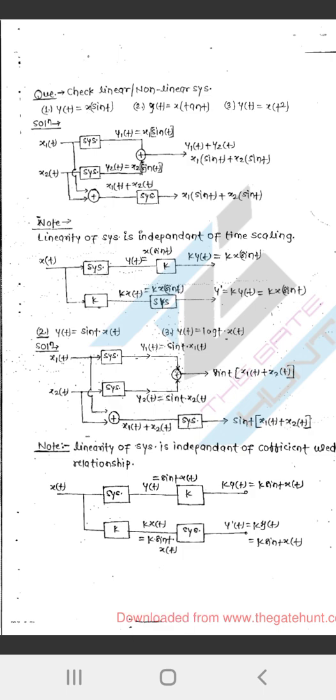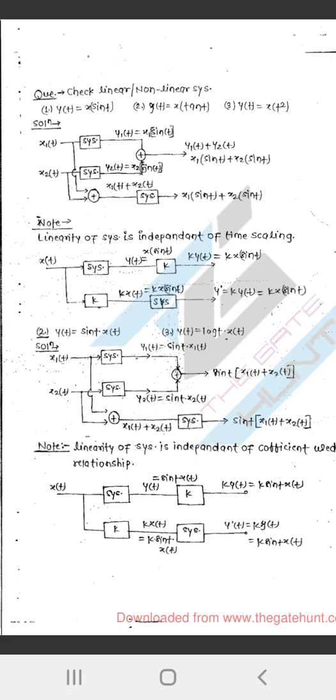Check linear and non-linear system. First, y of t is equal to x sine of t. Second, y of t is equal to x tan of t. Third, y of t is equal to x of t square. These are examples of linearity and non-linearity. We find linearity and non-linearity. System y1 of t is equal to x1 sine of t, y2 is x2 sine of t, and y1 of t plus y2 of t is x1 sine of t plus x2 sine of t.